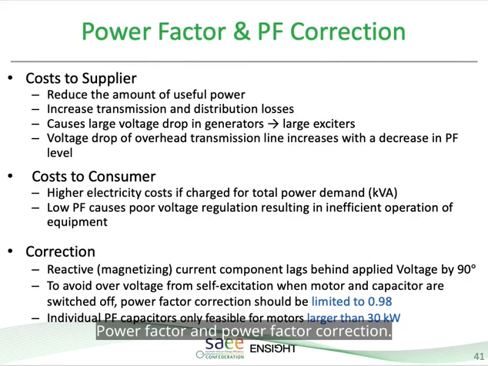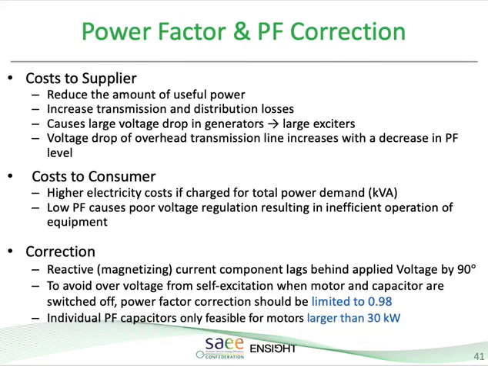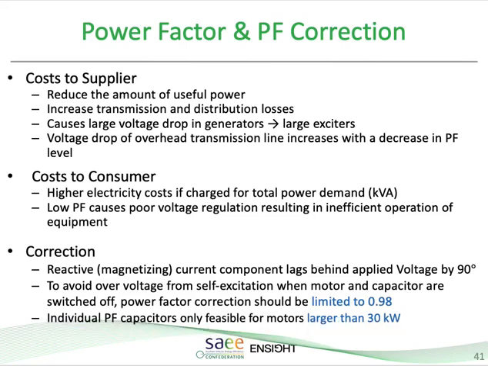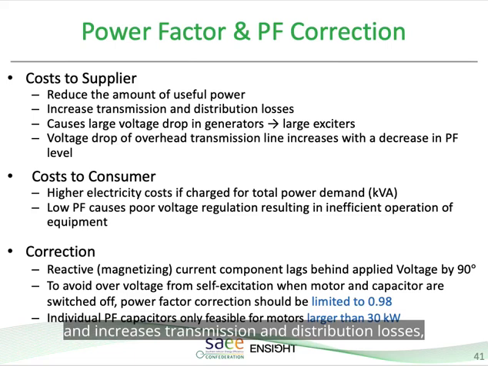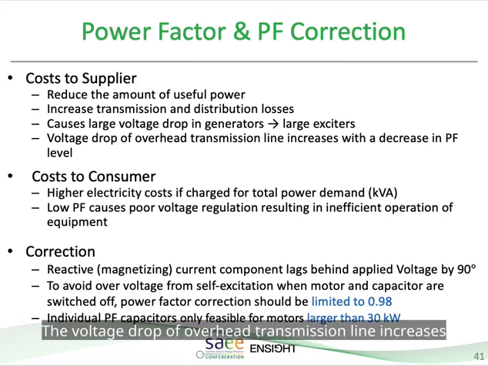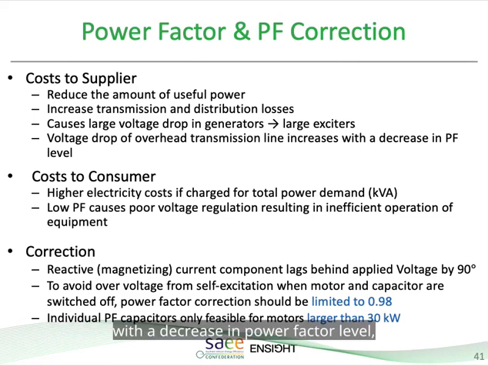Power factor and power factor correction. Cost to the suppliers: reduce the amount of useful power. It increases transmission and distribution losses, causes large voltage drops in generators, and large exciters are required. The voltage drop of overhead transmission line increases with a decrease in power factor level. That's why you get billed on kVA.